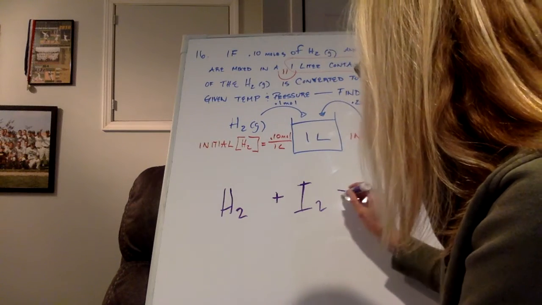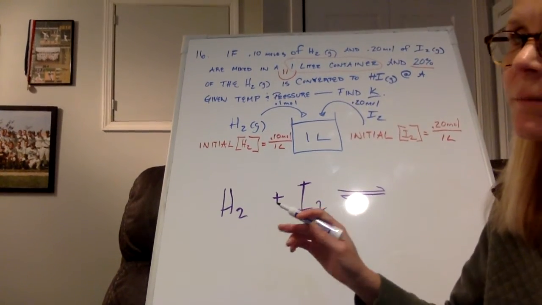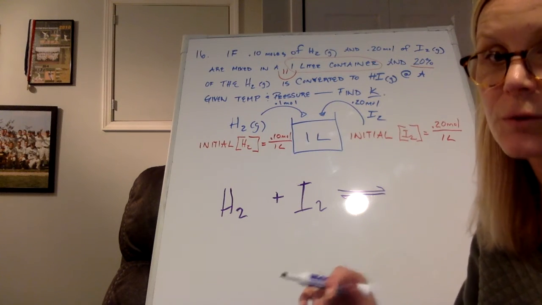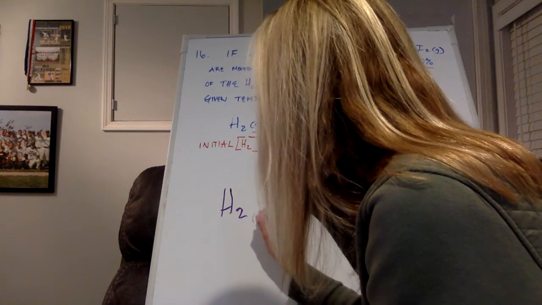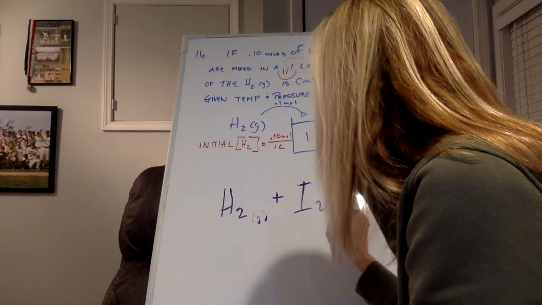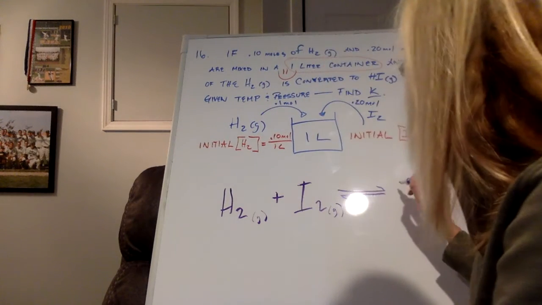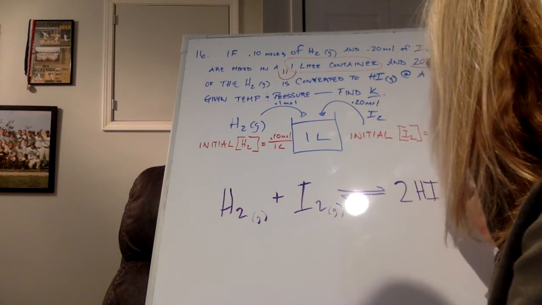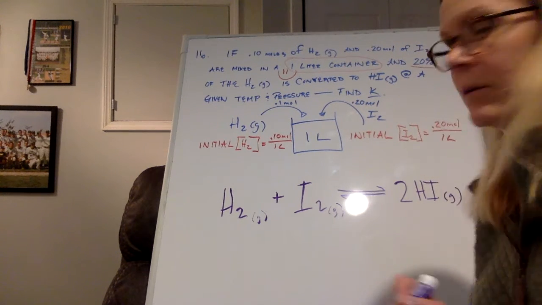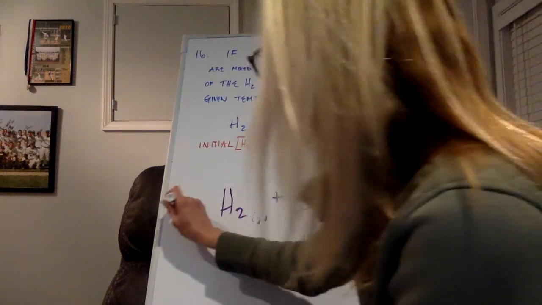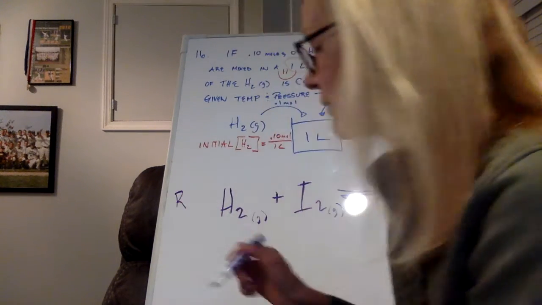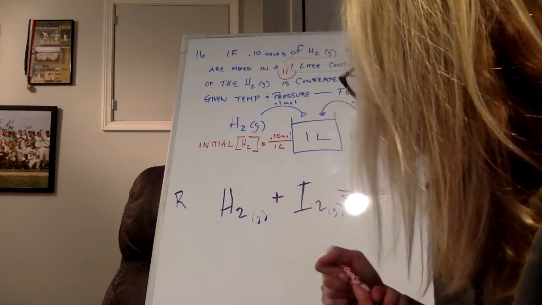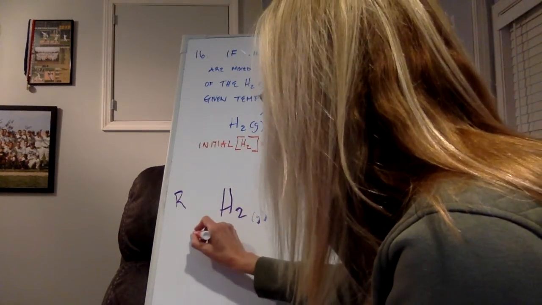Remember, in equilibrium concentration, when we write those out, you ignore the solids, ignore pure liquids. So this is a gas, and this is a gas. Gives me 2HI, which is a gas. So step number 1 is the reaction. So sometimes they call this the R for a rice box. Okay, then I always make a box right underneath.